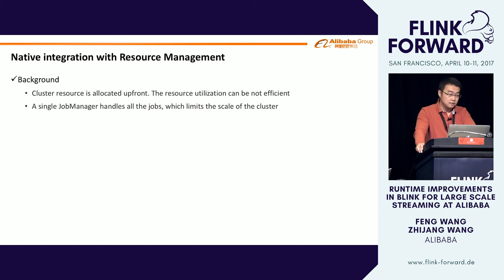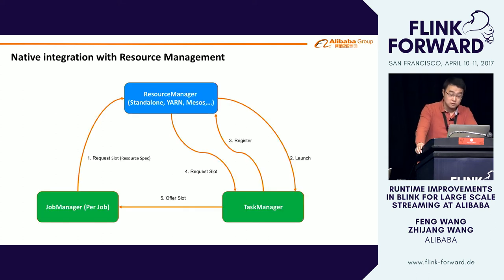First, let's look at the native integration with resource management. Under the current Flink resource management architecture, the cluster resource is allocated upfront, so the resource allocation cannot be efficient. And there is also a single job manager to handle all the jobs, so the cluster scale will be limited. So we propose a new design for native integration with resource management. Now let's look at it and see how it works.